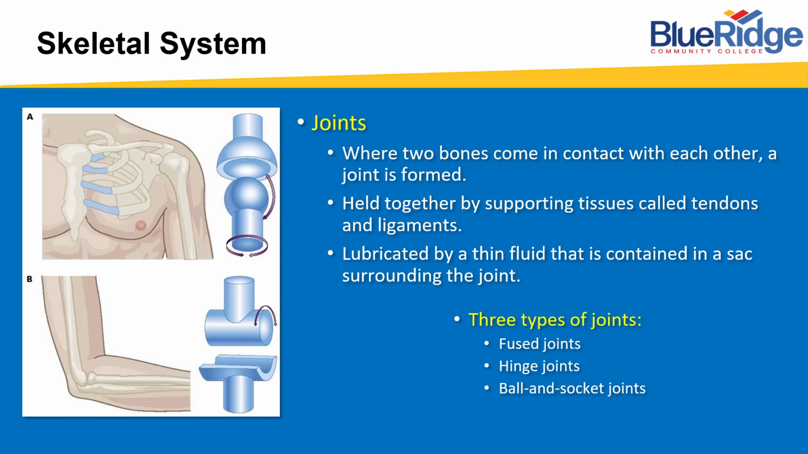There are 3 types of joints in the human body. You've got fused joints, hinge joints, and ball and socket. Here on your screen, you've got a ball and socket here on the top where the arrow is pointing, and then you have a hinge joint.